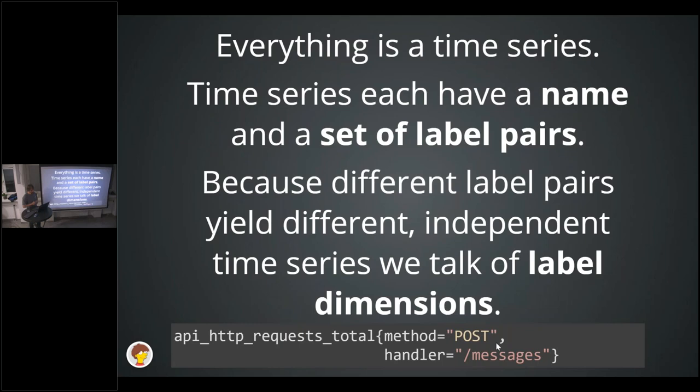Because every combination of a name and a set of label pairs represents a time series, if you change this to get, then you would get a fully different time series. And that's why they talk of label dimensions, because this HTTP requests counter does have several different dimensions that are each represented by a different set of label pairs.